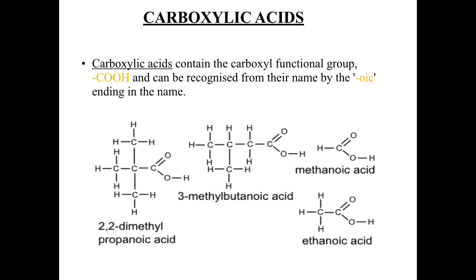Carboxylic acids. These are always numbered from the end where the carboxylic acid is, as you can see here. They will always finish anoic acid. If there is a double bond in there, then there would be enoic acids.